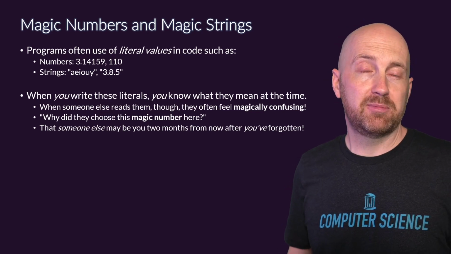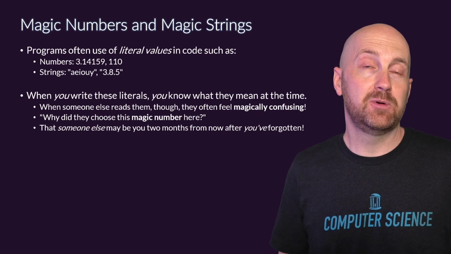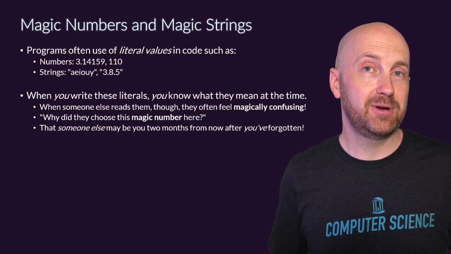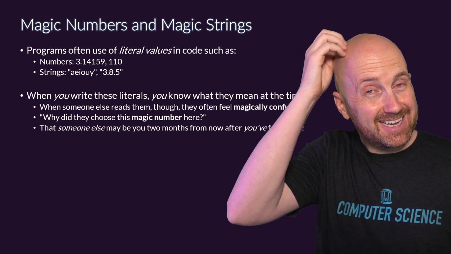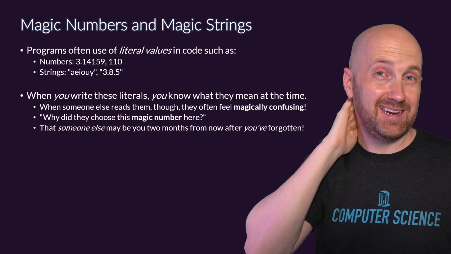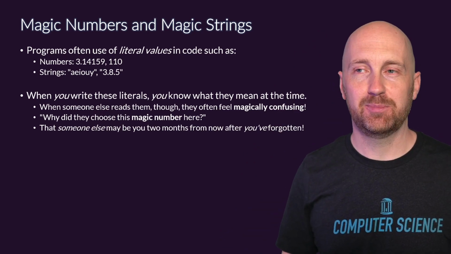And this problem doesn't only apply to other people, but it applies to you in the future. Future you, when you look back at your code a month from now, 3 months from now, you're going to sit there and be like, what was I actually doing or trying to do here? Why did I choose that particular number in this particular place?